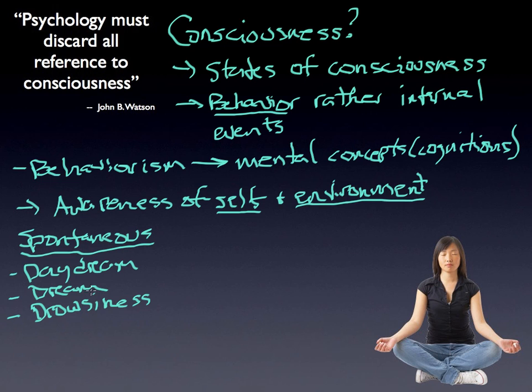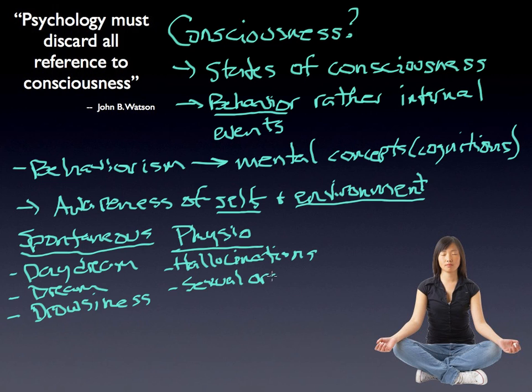Some are physiologically induced, and I'll just put physio up here to suggest it. And physiologically, it can be hallucinations in somebody who is psychotic. They're physiologically produced because of the state that they're in. Another one is sexual orgasm. That state is produced because of the climax of the sexual act, and in that sense it's physiologically produced.